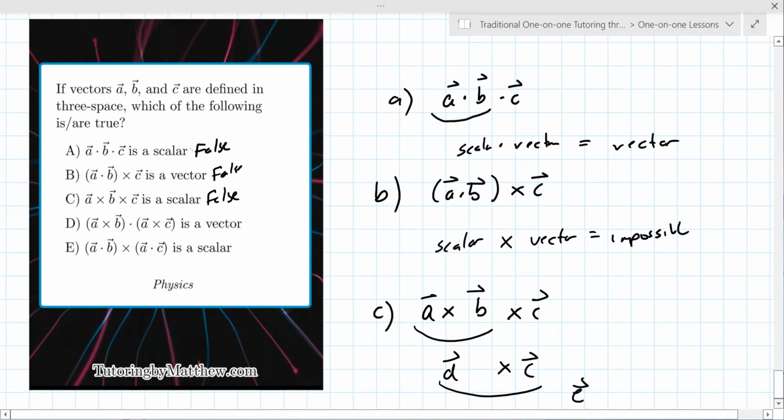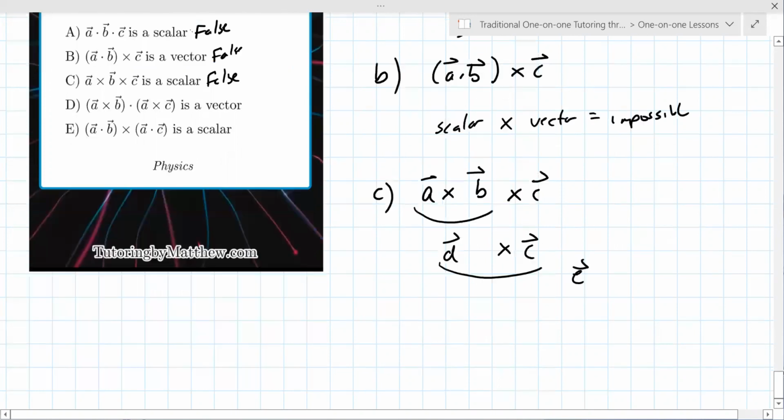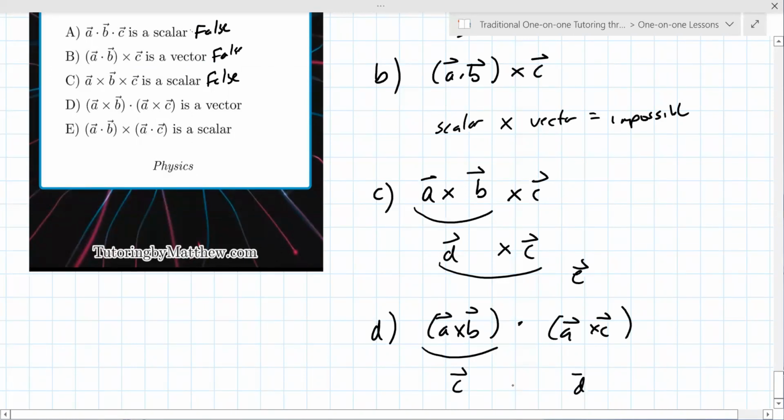I'm going to pull up one for you to do if you want, but I've got another one like this. D is A cross B dotted with A cross C. We just said that the cross product produces a vector. The dot product of two vectors is a scalar.